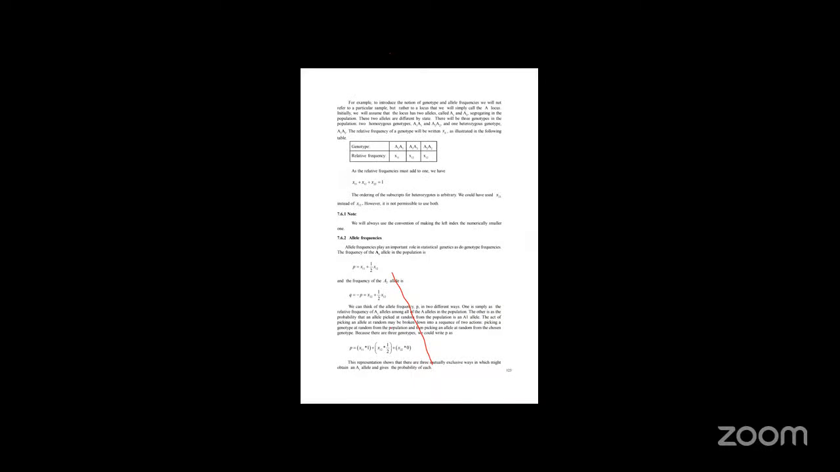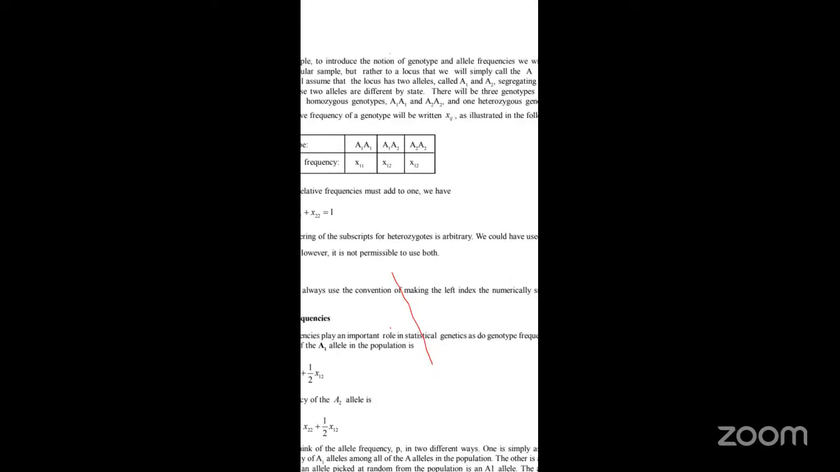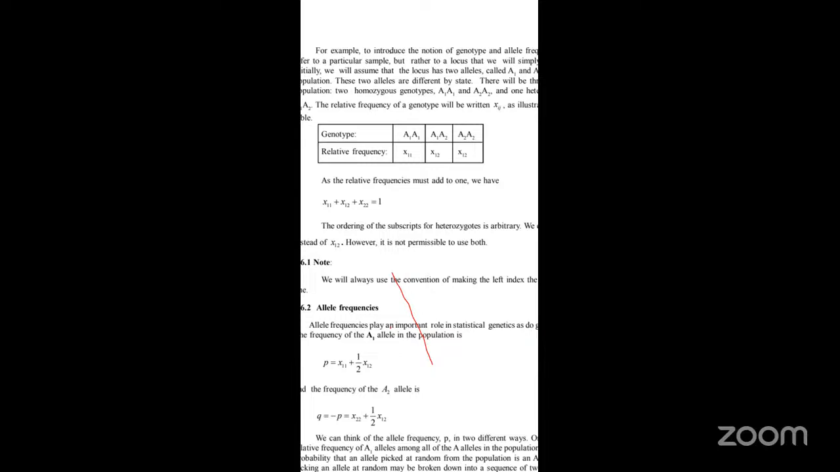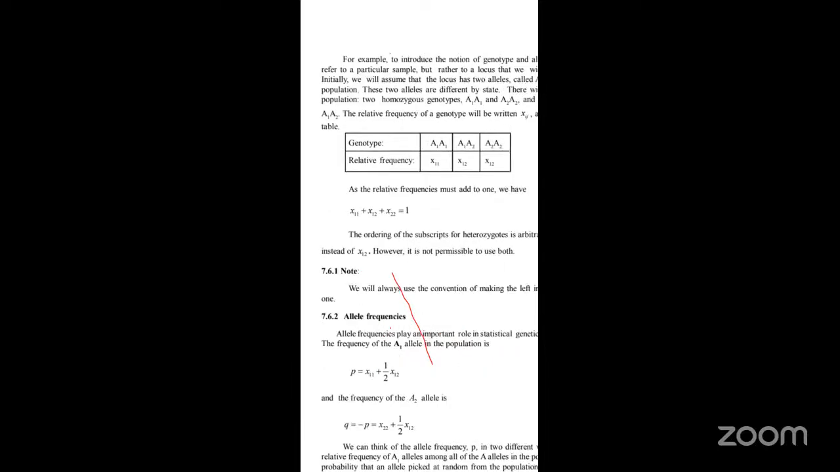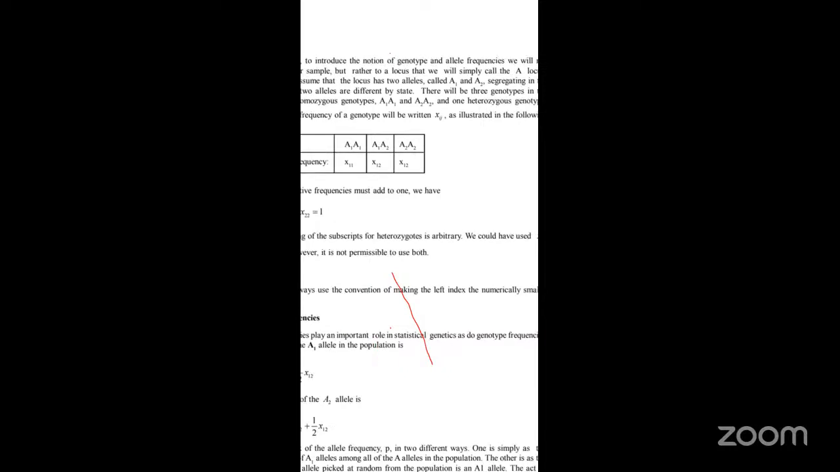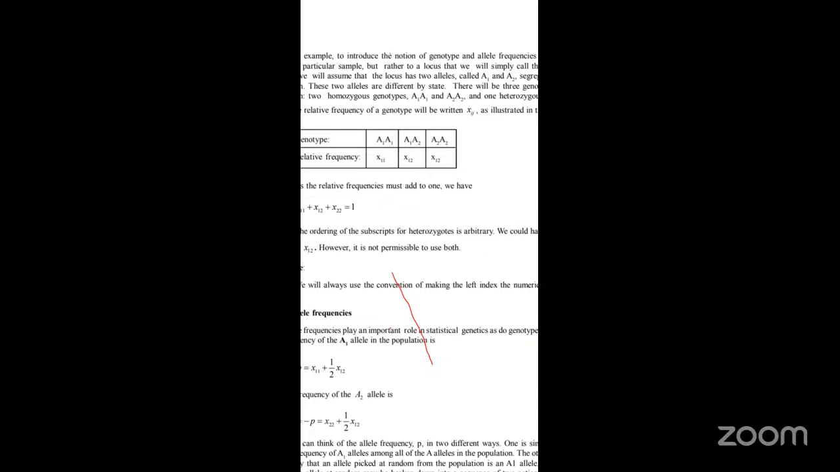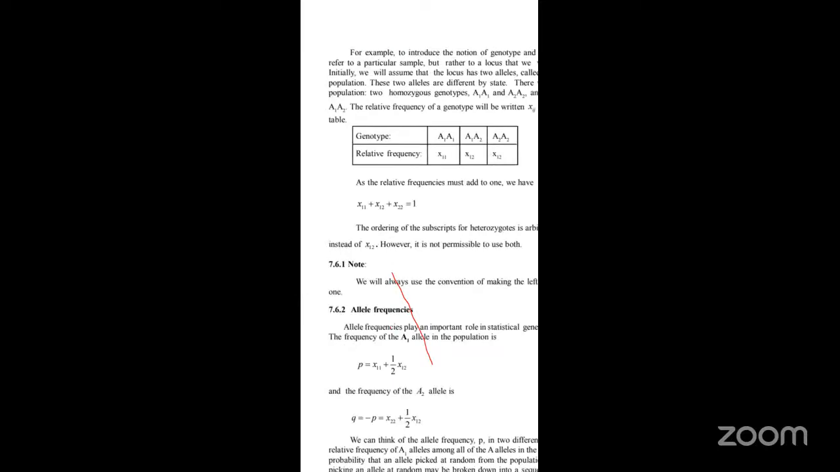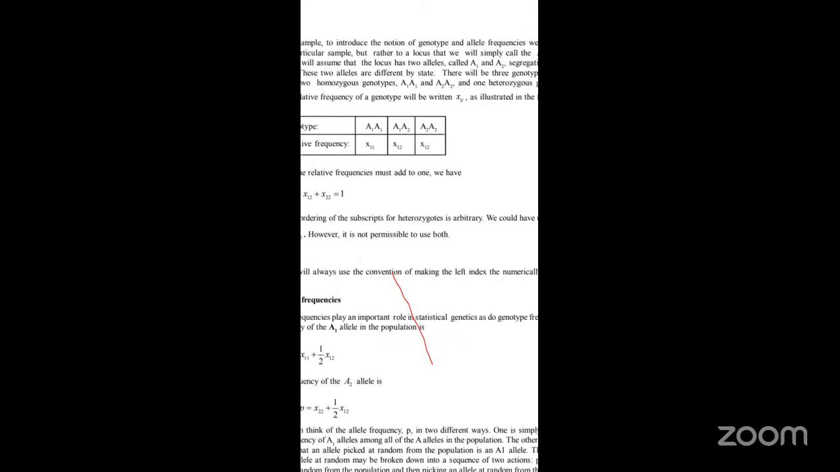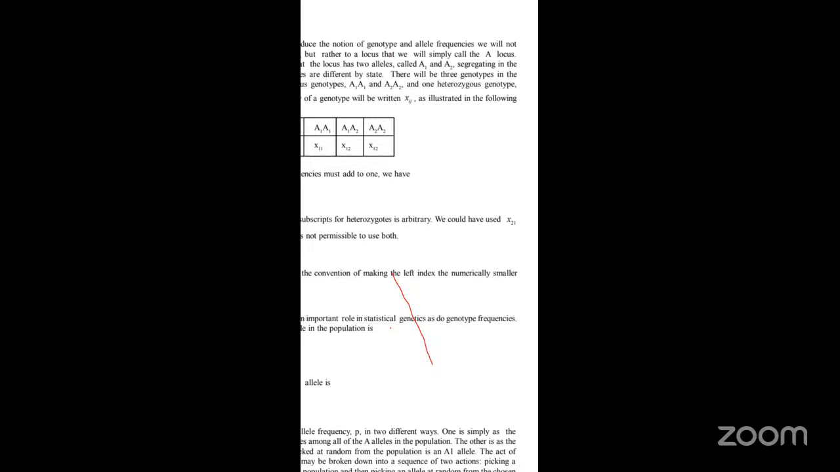For example, to introduce the notation for genotype and allele frequencies, we will not refer to a particular sample, but rather to a locus that we will simply call the locus. Initially, we will assume that the locus has two alleles, called A1 and A2, segregating in the population. These two alleles are different in state. There will be three genotypes, that is A1A1, A1A2, A2A2.